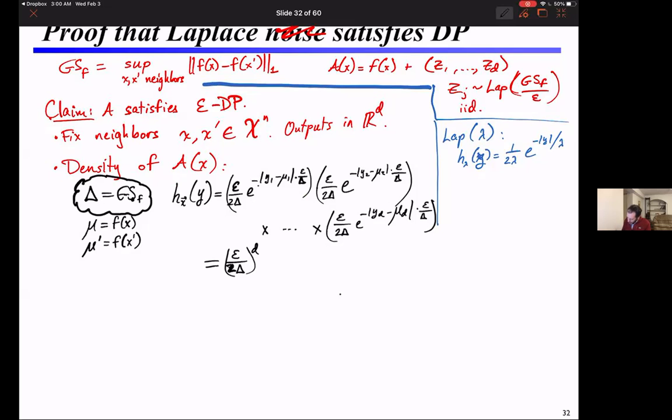And then what's going on in the exponent? Here I'll write it this way because I can write bigger this way. So this is minus epsilon over delta. That's a common factor. And now I'm adding together all the exponents that I've got in my various terms. And what's going on? This is a sum of absolute values. And so it's actually the L1 norm of the vector y minus the vector mu. Okay. So this is a nice compact form for the density.